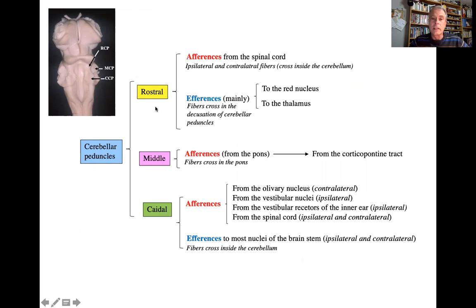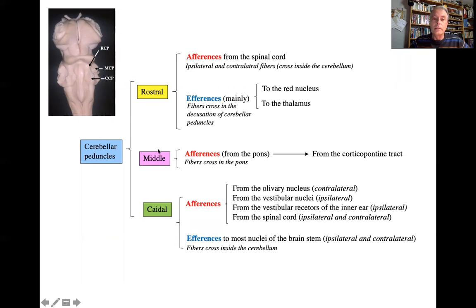And look, the rostral is formed by afferences and efferences. Efferences mainly, and afferences from the spinal cord, especially for proprioception. And the efferences run up to prosencephalic centers and to the red nucleus of the mesencephalon. Remember, as I have said before, that the efferences cross the midline at the decussation of the cerebellar peduncles.